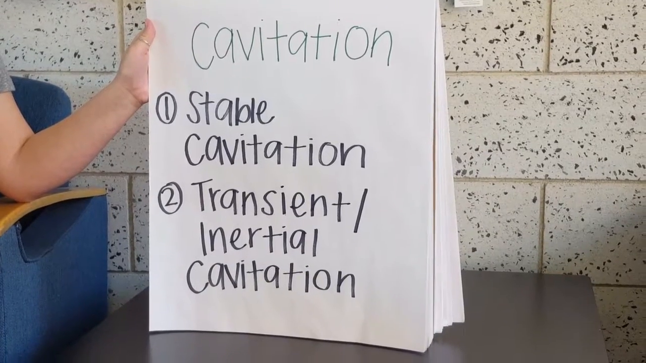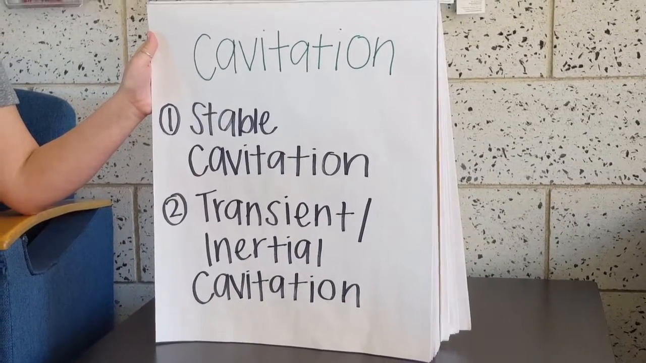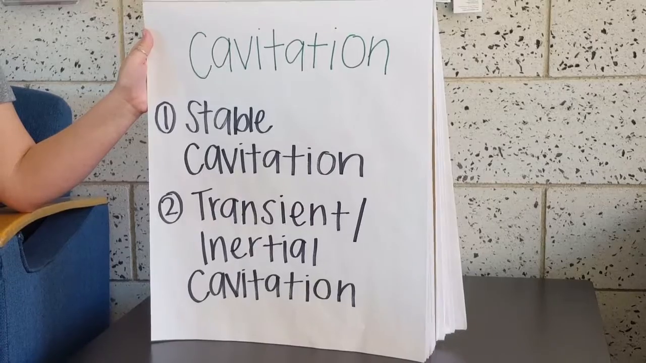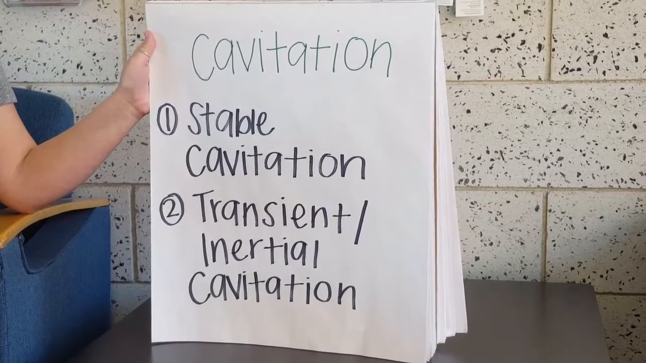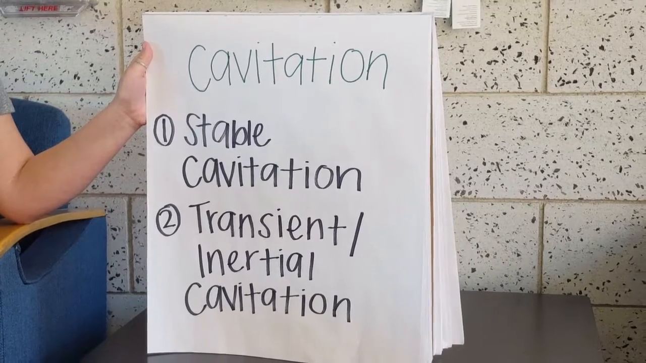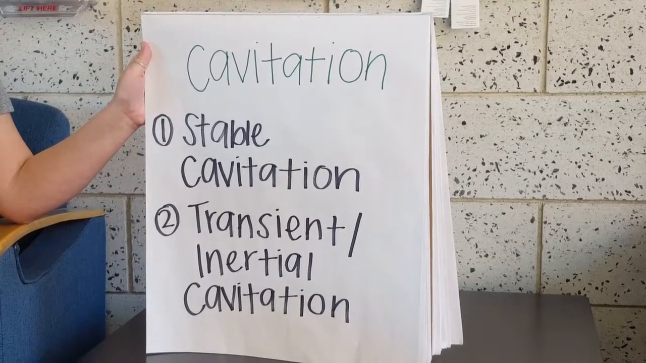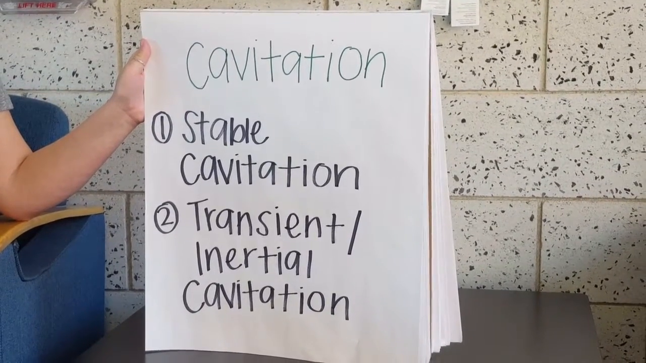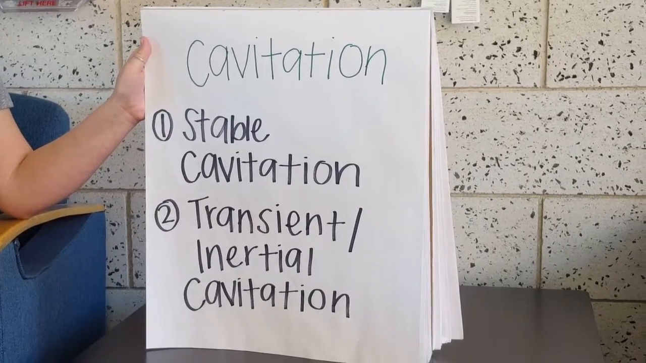There are two types of cavitation, first being stable cavitation, which is the vibration or oscillation of the bubbles, and then transient or inertial cavitation, which occurs when the threshold effect is reached or exceeded, causing the bubbles to burst or implode.